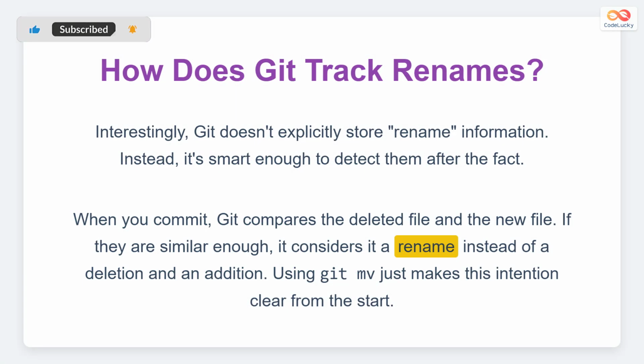Here's a little bit of Git magic. Git doesn't actually have a special rename marker in its history. What it does is analyze the content of files. When you make a commit, if it sees a file was deleted and a new one with very similar content was added, it intelligently concludes that it was a rename. Using git move simply makes your intention to rename the file explicit from the very beginning.